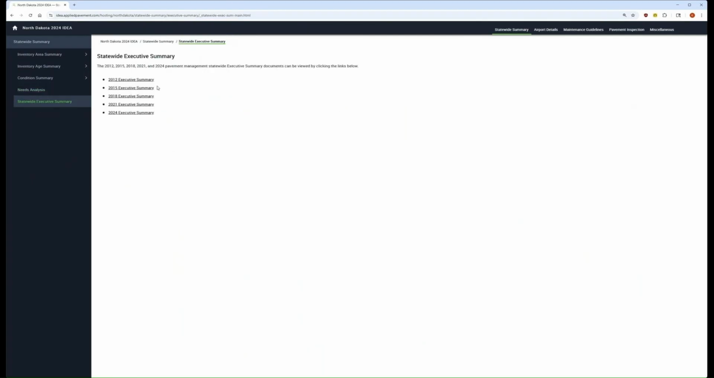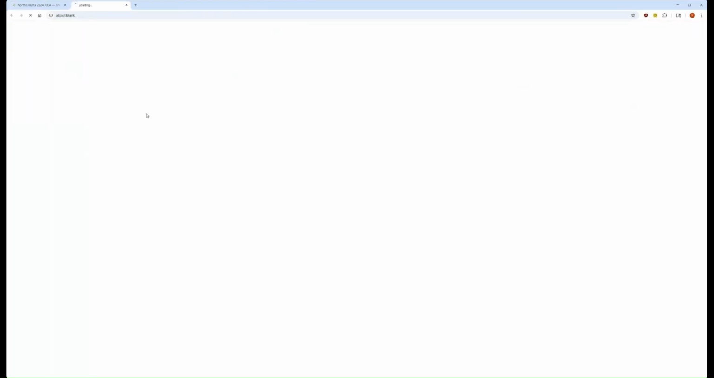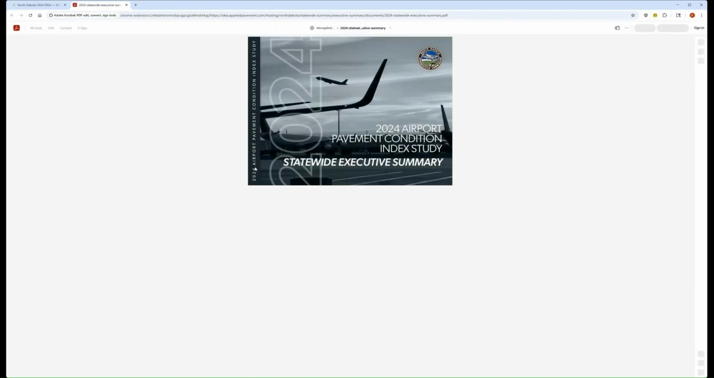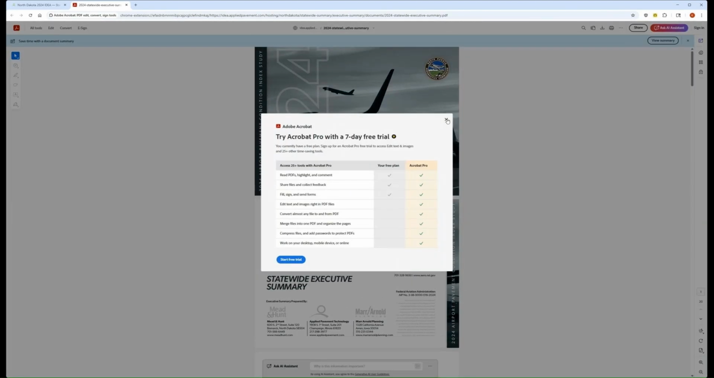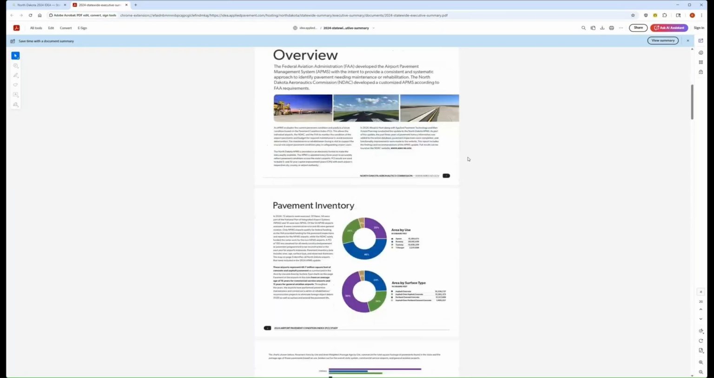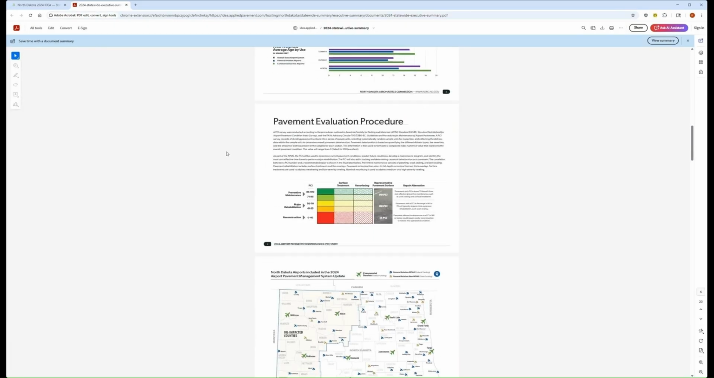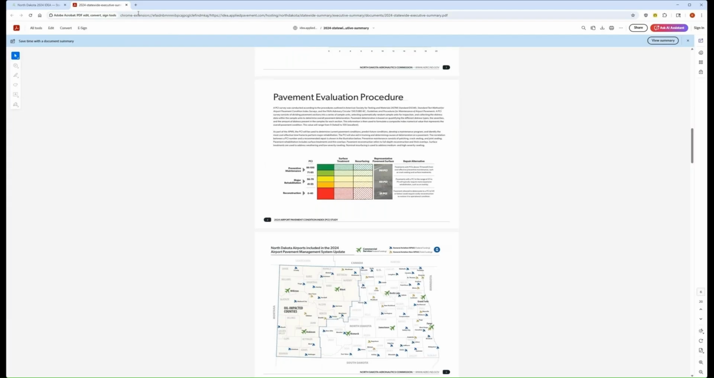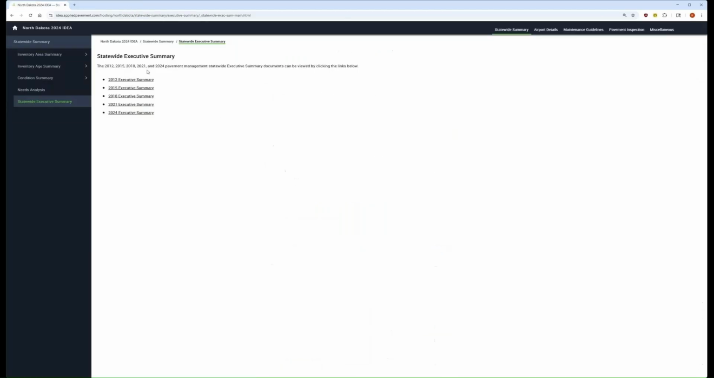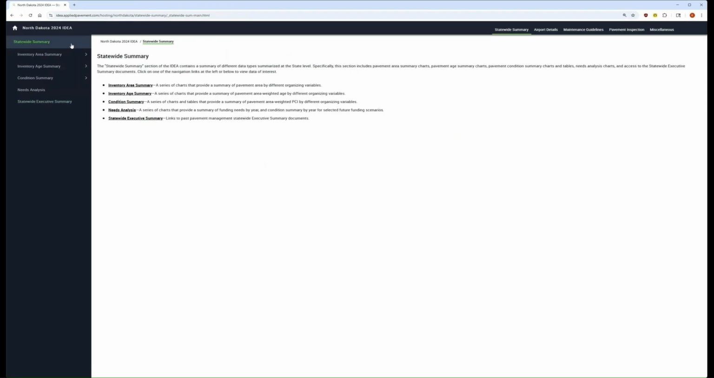The final tab in this are copies of past statewide executive summary reports. Clicking on one of these links will allow you to download a PDF of the executive summary from the most recent project. This provides some of the similar information that is presented here in the website under the statewide summary statistics, but it also provides it in a visual form that can be taken, printed, and used for meetings or shared with others. That is the quick overview of the statewide summary information that's presented in this update.